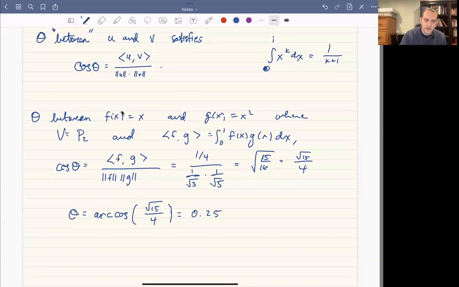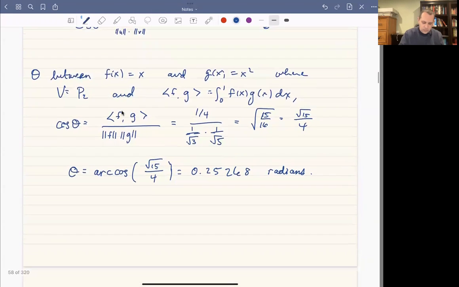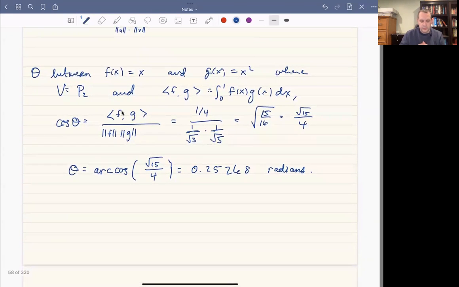So 0.25268 radians. Okay, so something like, I don't know, pi over 12 or something. I don't know exactly what it is. But that's about what it is. Okay, so that's how we can find the angle between the two vectors, even though there's no geometry in here at all, right? We're still talking about cosine of theta with the same formulas. Everything works exactly the same. We're just replacing all of the dot products with inner products.